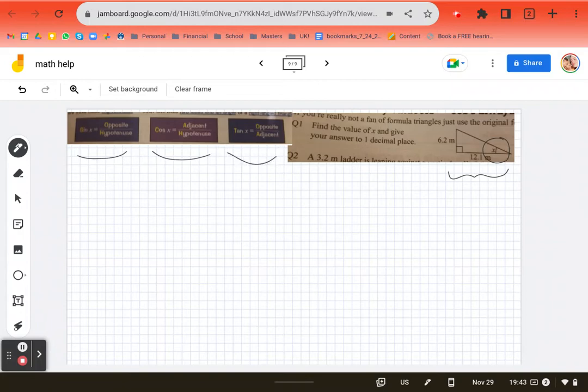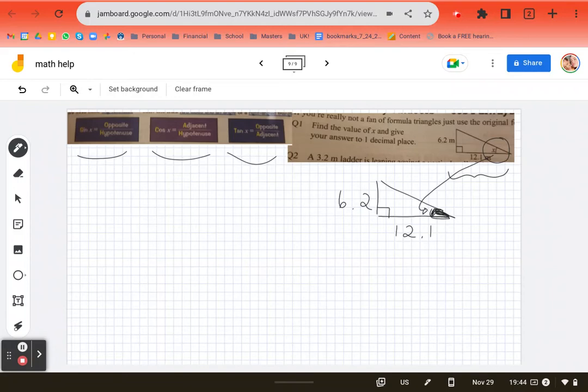So here is our right-angled triangle, drawn very poorly. Here's the right angle. This is our angle X that we're trying to find out here. We're given that this is 6.2 meters. We're given that this is 12.1 meters. And so we want to find out, what is this angle in here? This is our X. What is that angle? We can find out an angle using the length of these sides.